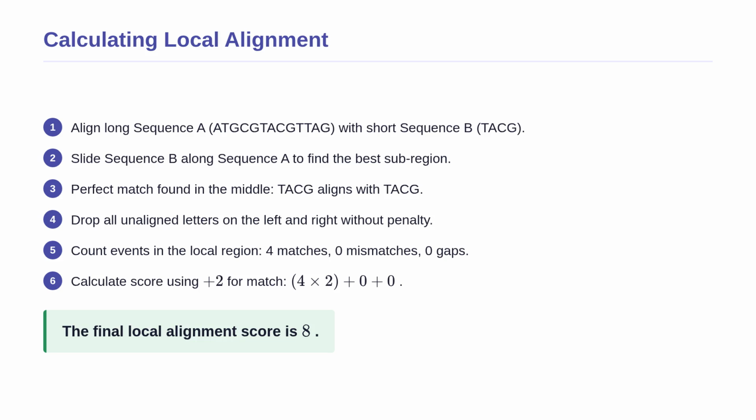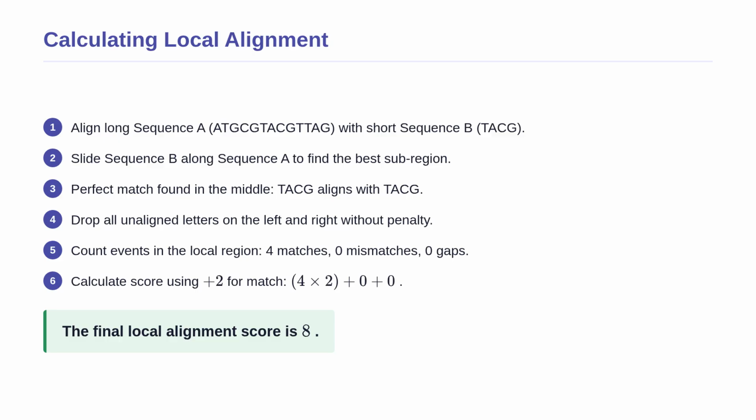Let us apply this local scoring rule to a scenario where global alignment would fail. Suppose sequence A is a long gene, ATGCGTACGTTAG, and sequence B is a short fragment, TACG. We want the best local alignment score, using +2 for a match, -1 for a mismatch, and -2 for a gap. If we used global alignment, we would have to add 9 gaps, resulting in a terrible negative score.